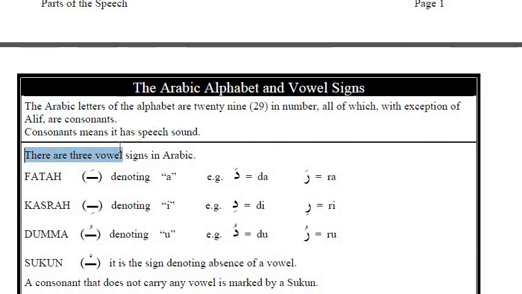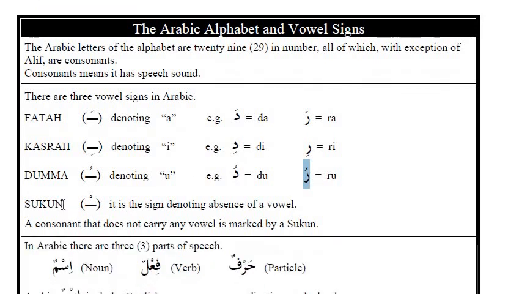There are three vowel signs in Arabic: فتحة denoting a, da, ra, and kasra denoting e, di, ri, and dhamma denoting u, du, ru, and sukun. It is a sign denoting absence of a vowel. A consonant that does not carry any vowel is marked by a sukun. سكون.